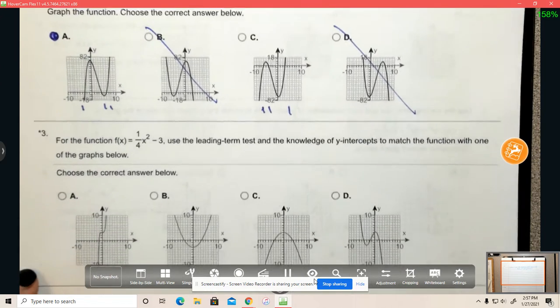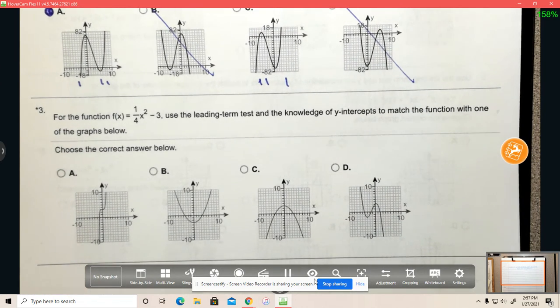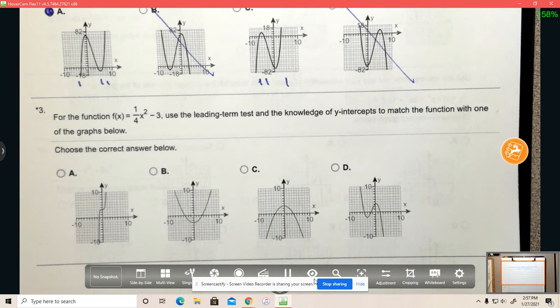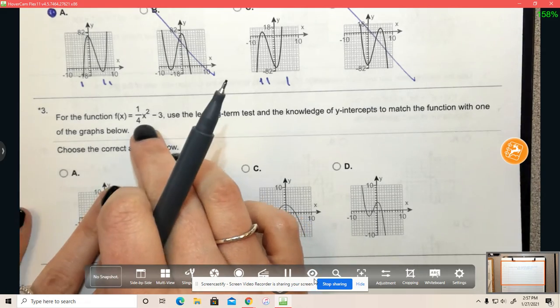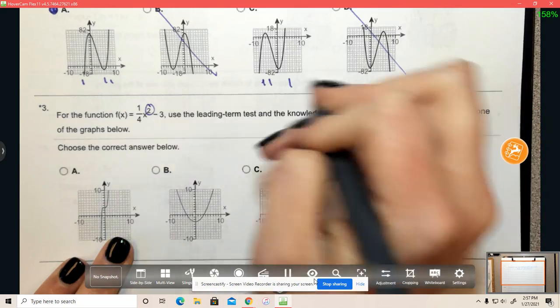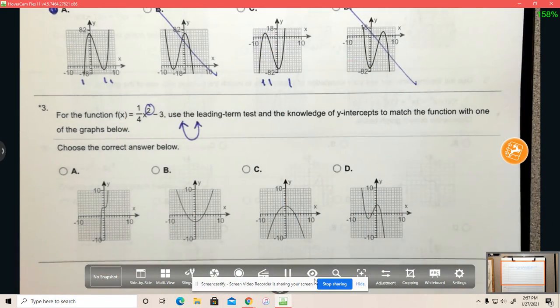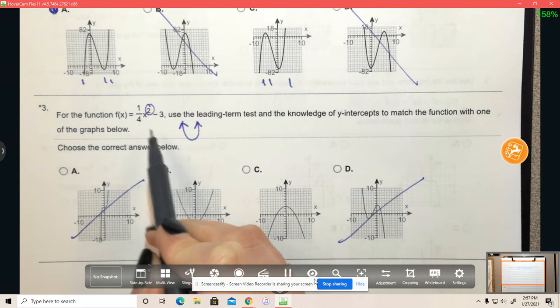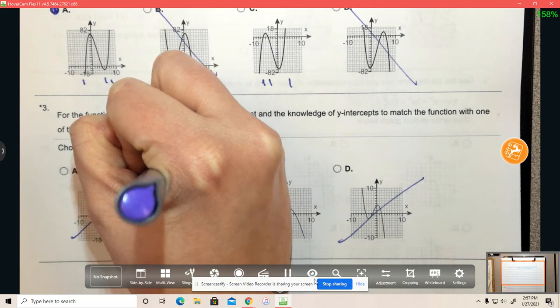All right, number 3: for this function, use the leading term test and knowledge of y-intercepts to match the function with one of the graphs below. So again, you are welcome to type this in your calculator and pick out the graph that matches, but I'm going to use our analyzing skills to pick the correct one. So our coefficient is positive, and we have an even exponent. So that means that it's going to look something like this. That narrows out A and D. And we know it's going up because it's positive, so that makes it option B.